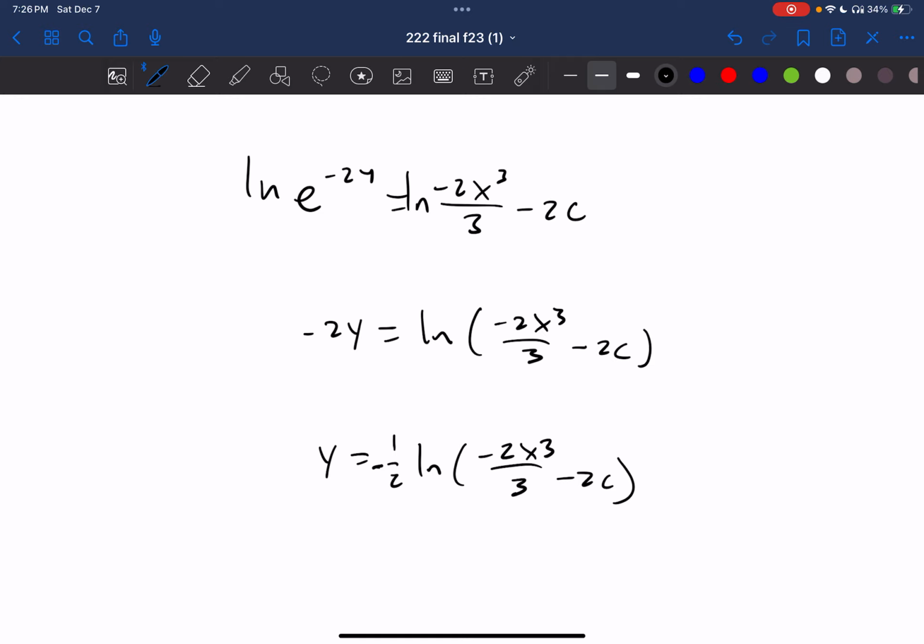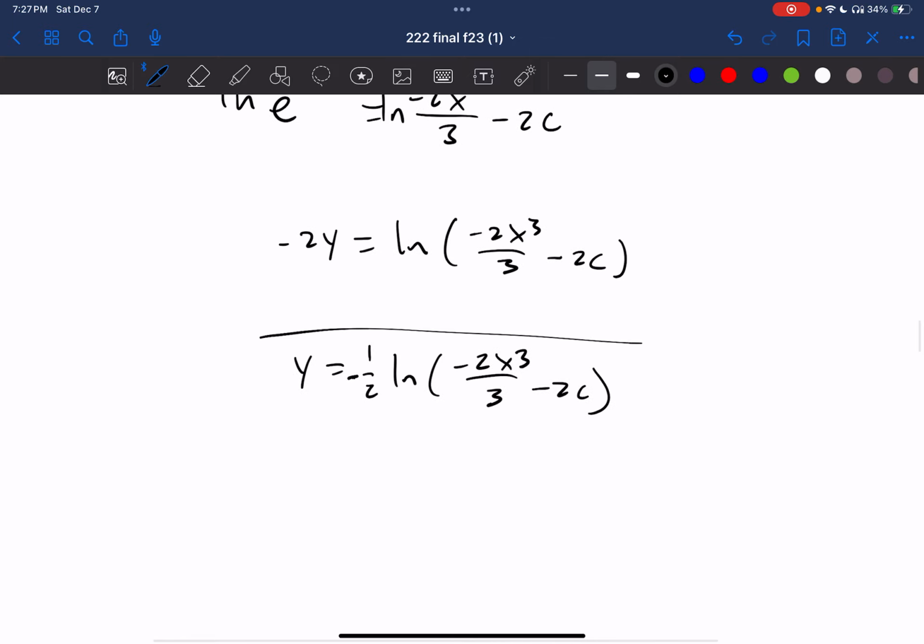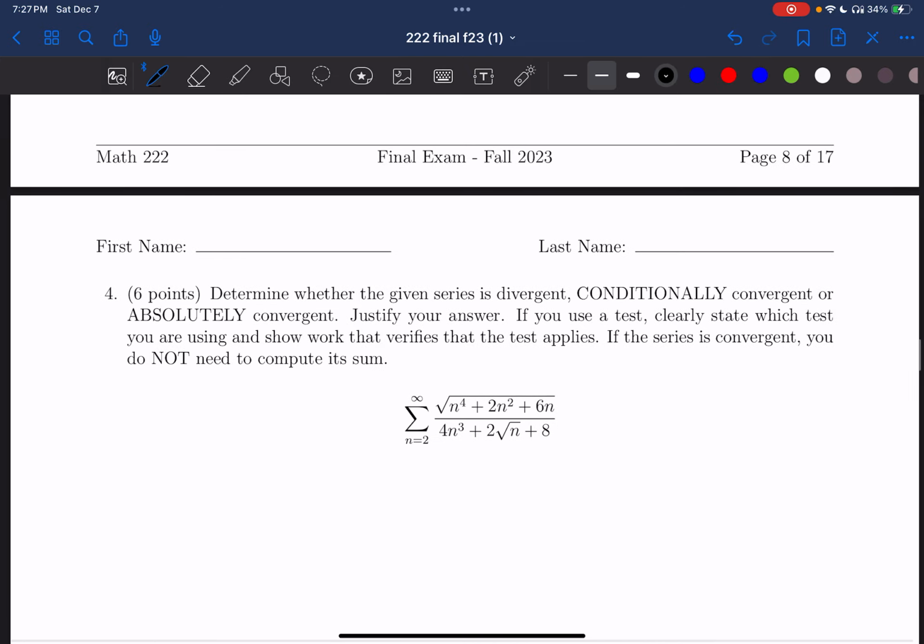Seems pretty simple. Okay, next one. Hopefully I didn't do this wrong. If I didn't do anything wrong so far, that'd be quite embarrassing because they're all kind of easy.